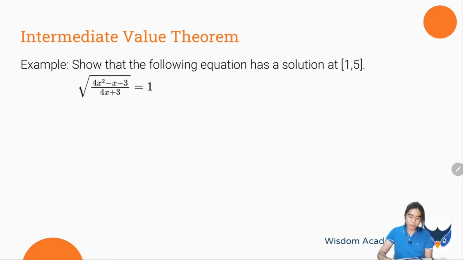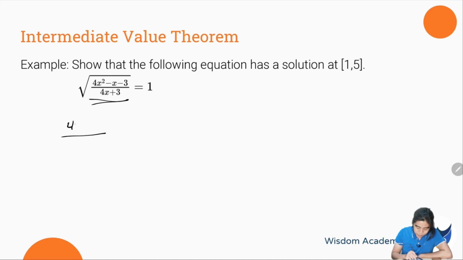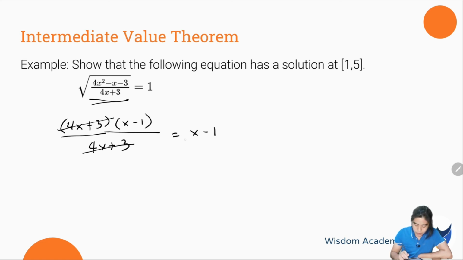Ayan. So, show that the following equation has a solution at the closed interval 1 to 5. Okay. So, to solve this problem, we will use the concept of the intermediate value theorem. So, una muna, hanapin muna natin yung continuity na tong function na to. So, to find the continuity of these functions, ifa-factor out muna natin si numerator. Since pwede natin to i-cancel, so this will be equal to x minus 1.